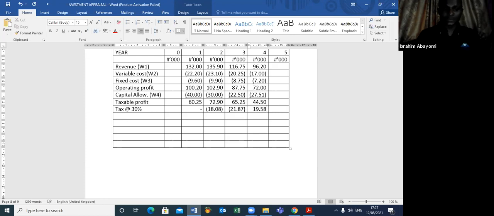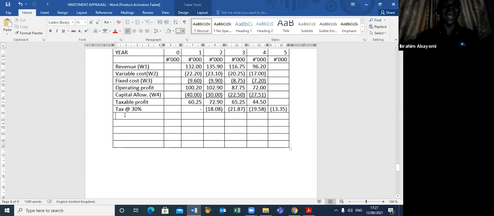19.58. And that's going to be outflow as well. And the last one is what? The last one, 44.5 times 0.3 is 13.35. So we have gotten our taxes now.